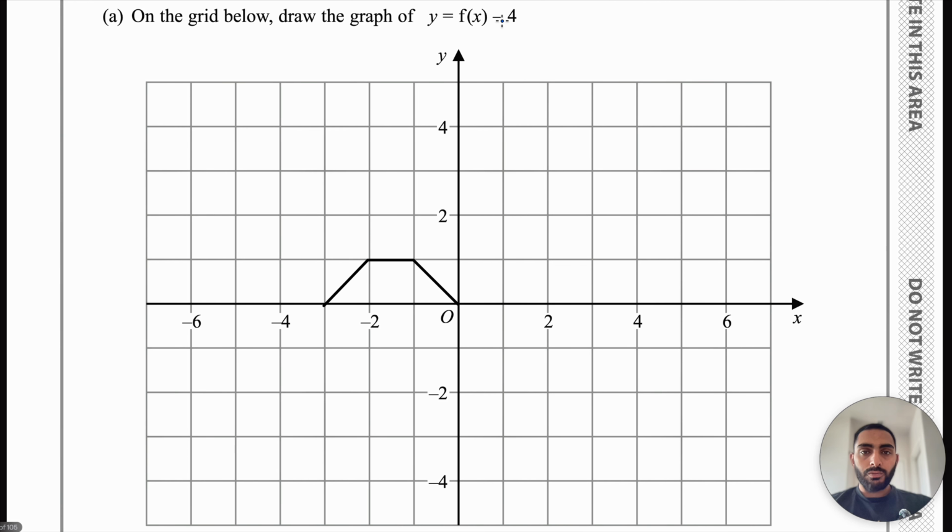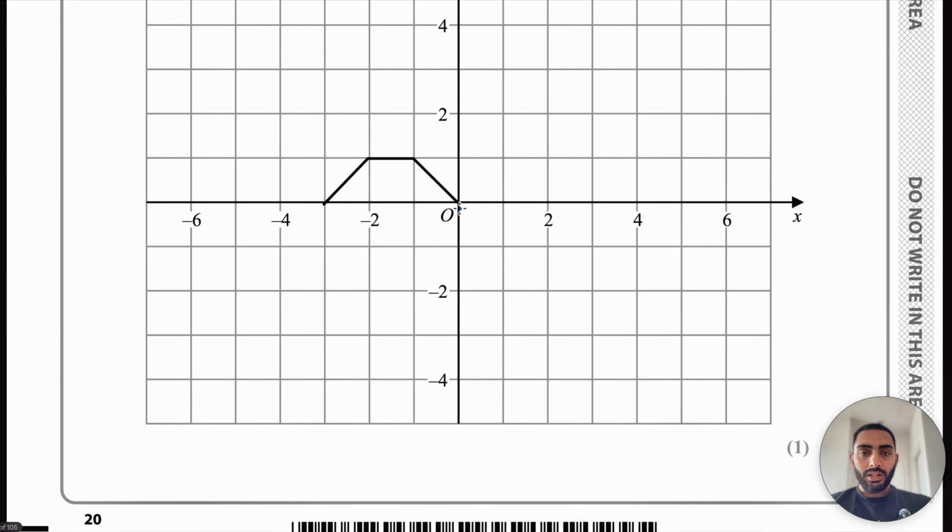When it's minus 4 on the outside, that means that it's shifting down by 4 places. So I need to move all of these coordinates down by 4. Let's start with this one because it's easiest. That's 1, 2, 3, 4. So that point would appear there.